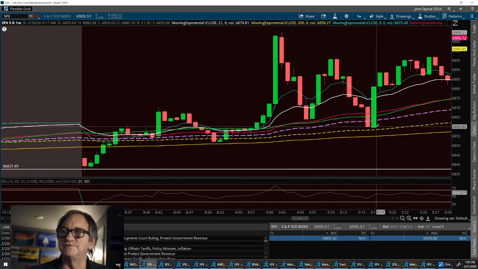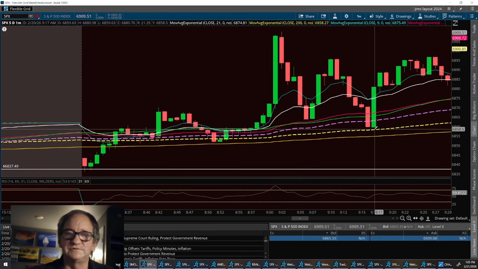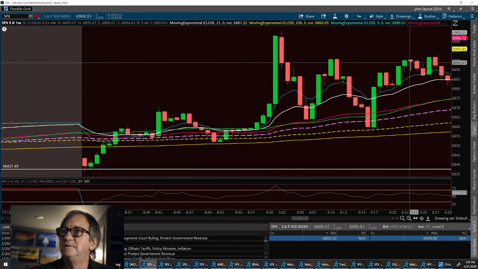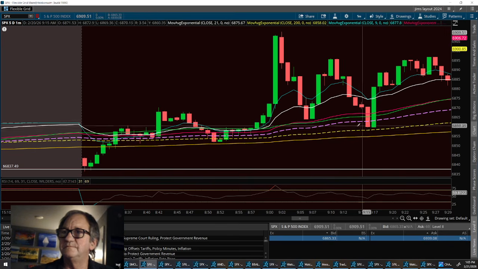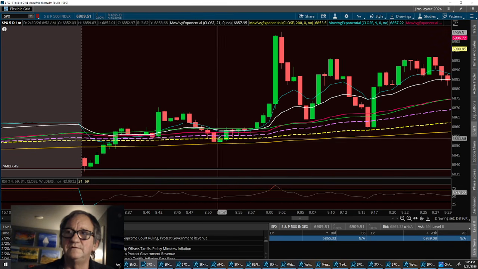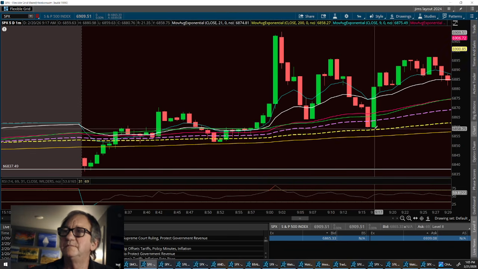So we had a tweezer bottom off the 200 EMA, and that's a buy signal. It's a head and shoulders. If you look at it closely, you have your head, and you have your left shoulder, and you have your right shoulder. So you have a head and shoulders off the 200 with a tweezer bottom. Now this is on the 1 minute.